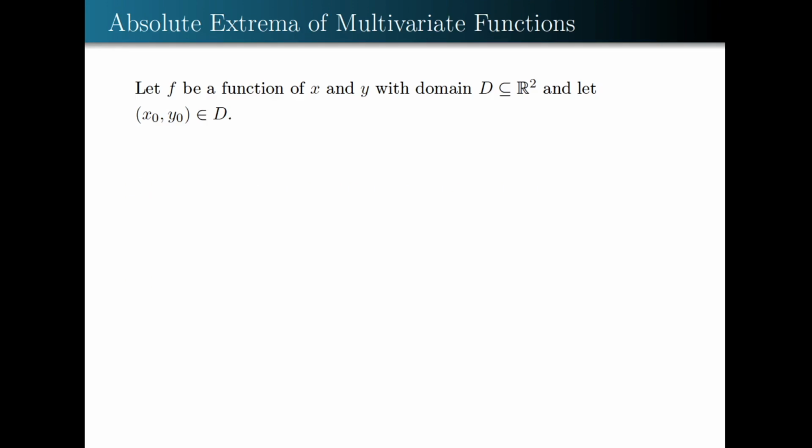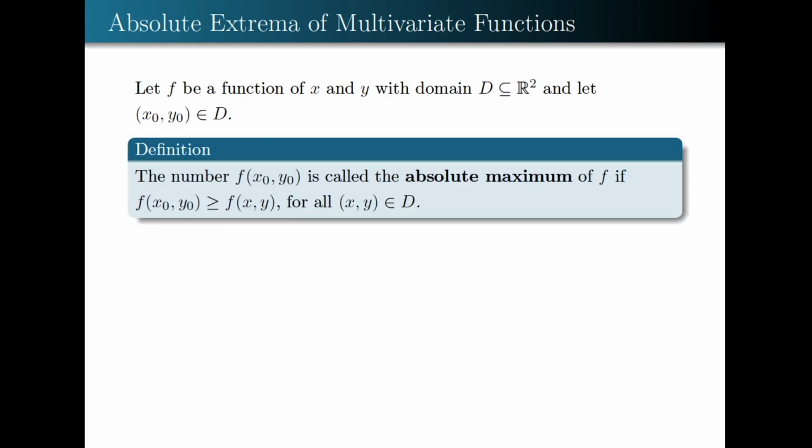So we let f be a function of two variables, say x and y, whose domain D is a subset of R2, or the two-dimensional plane, and let a point (x naught, y naught) be in the domain D. The absolute maximum of the function f is defined to be the number f(x naught, y naught) such that f(x naught, y naught) is greater than or equal to f(x, y) for all (x, y) in the domain D. In other words, the absolute maximum of f is the highest value of f over all points in the domain D.